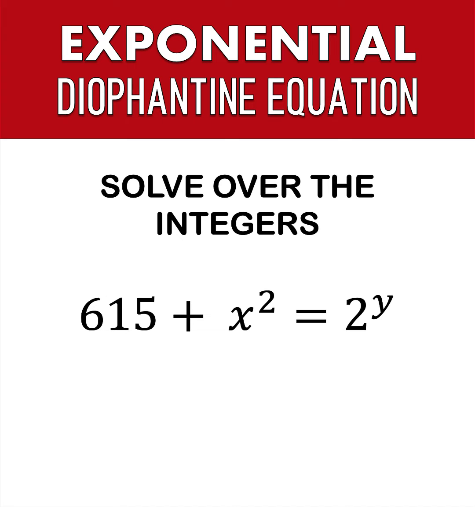Hey everyone, here's our math problem for today. This is an exponential Diophantine equation. Solve over the set of integers 615 plus x squared equals 2 raised to y. Let's have a little background about this problem before I ask you to solve this.